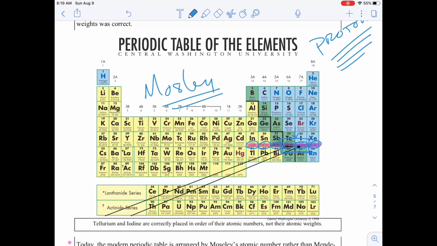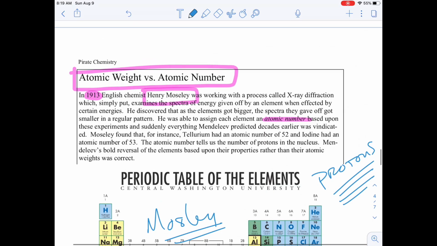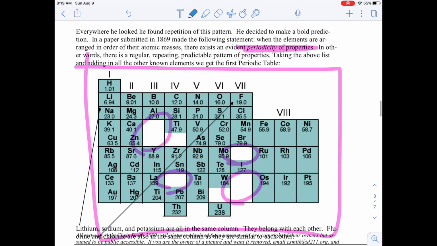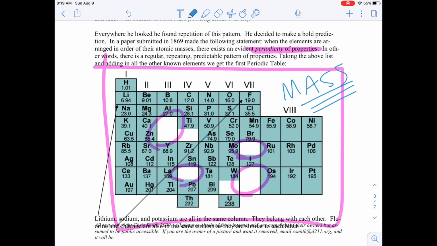But again, to repeat, Mendeleev did the vast majority of the work. Mendeleev came up with this based on the mass. And then all Moseley did was come along and say, oh, if I do it by atomic number, it fixes all of those little glitches that are in there. Pretty good work by Mendeleev. Moseley did a really nice job finalizing it, but the father of the periodic table is Mendeleev because he did 90.